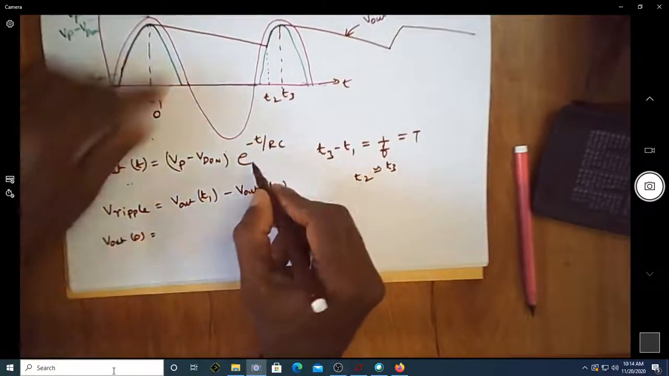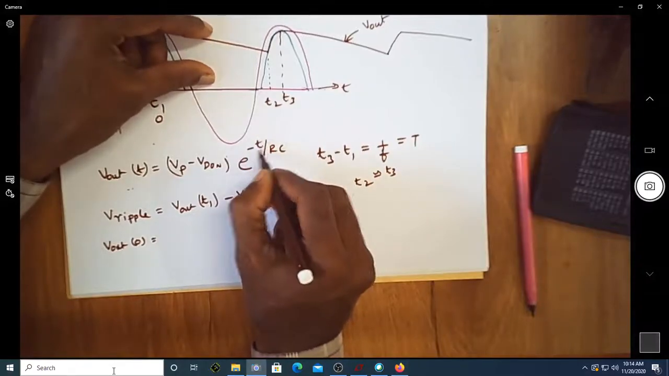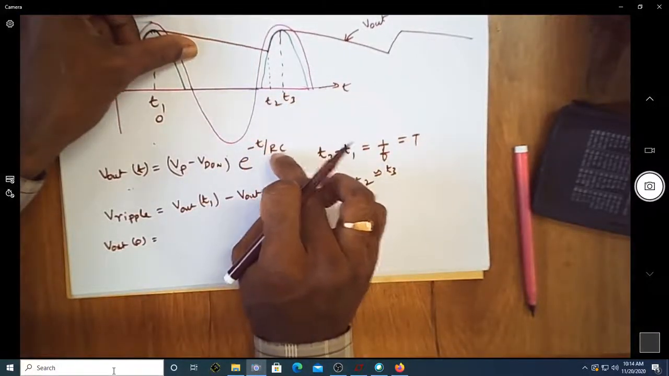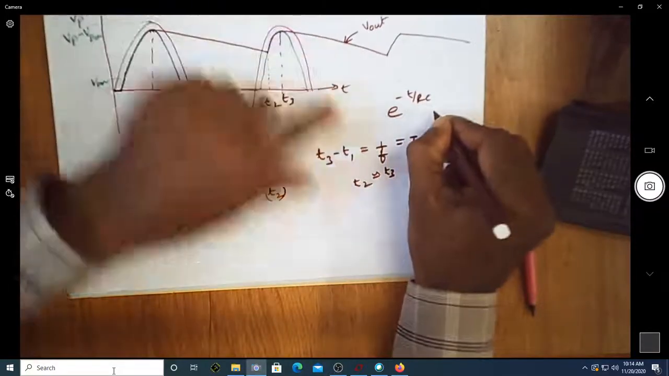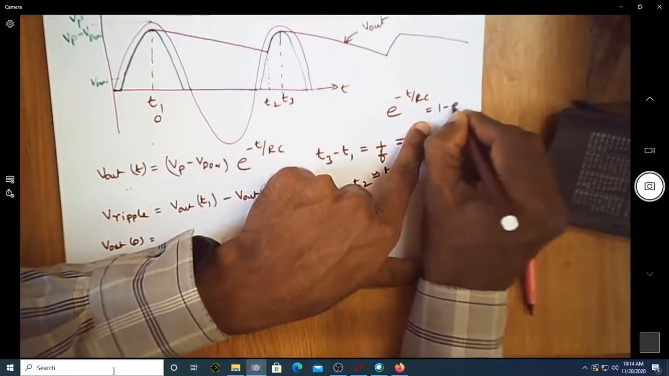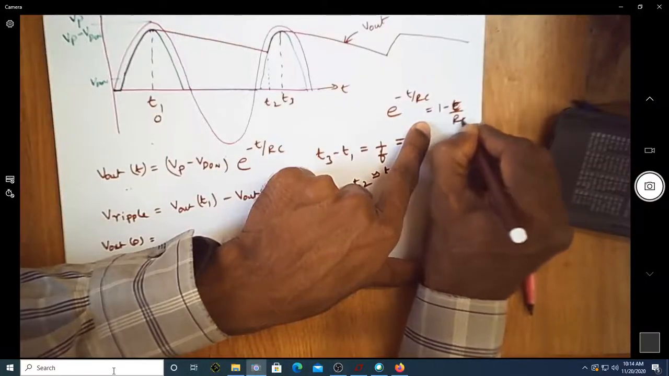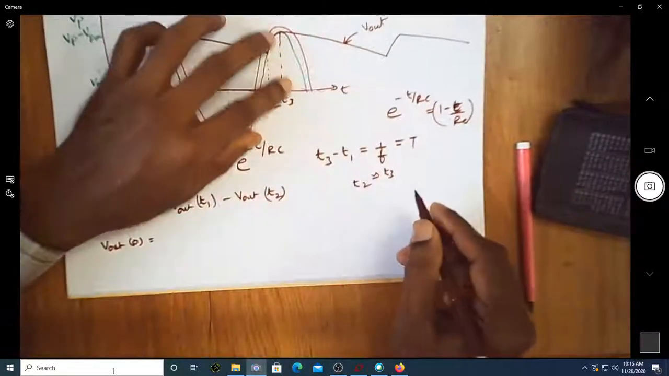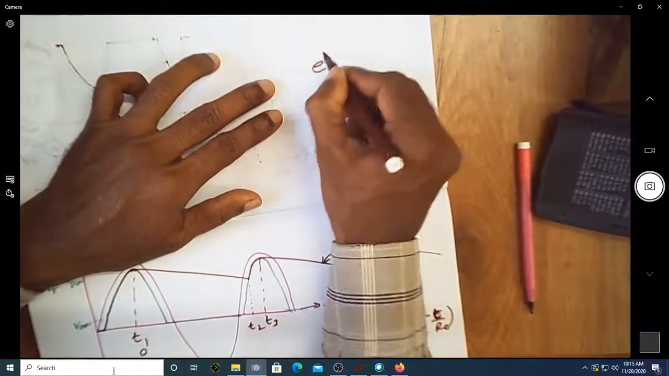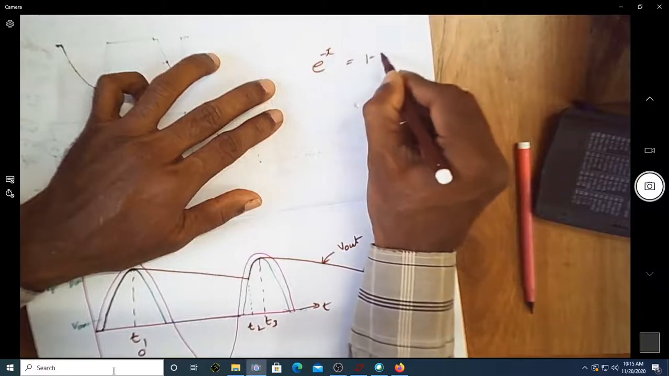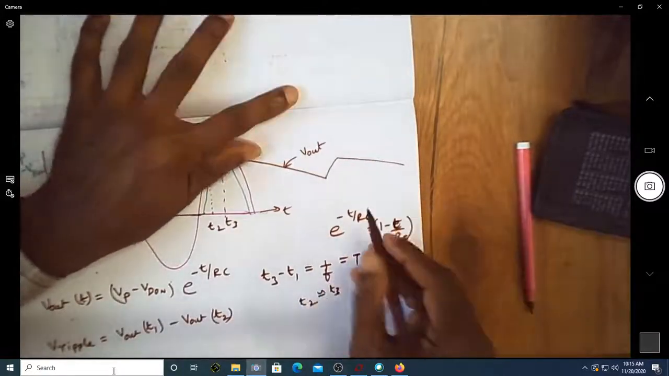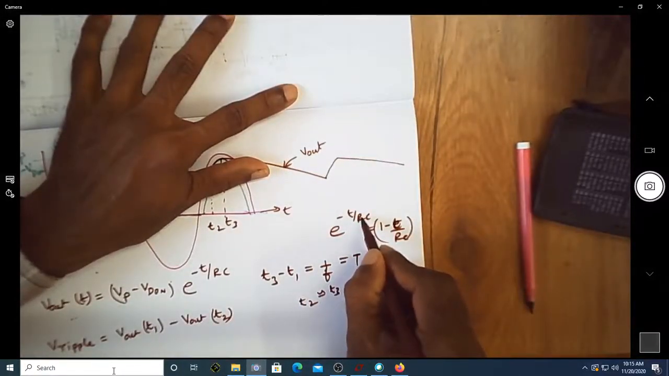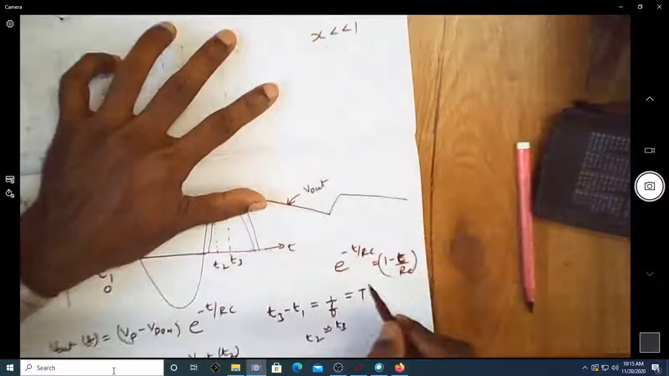Before that, we know that this is the value of T, and since the RC time constant is small, I can write e power minus t by RC as 1 minus t by RC. This comes from the fact that if it is e power minus x, I can write it as 1 minus x, where x is far less than 1, which is true in this case also. You can see this is T, this is RC. Since RC is very small compared to T, I will write it as 1 minus t by RC.